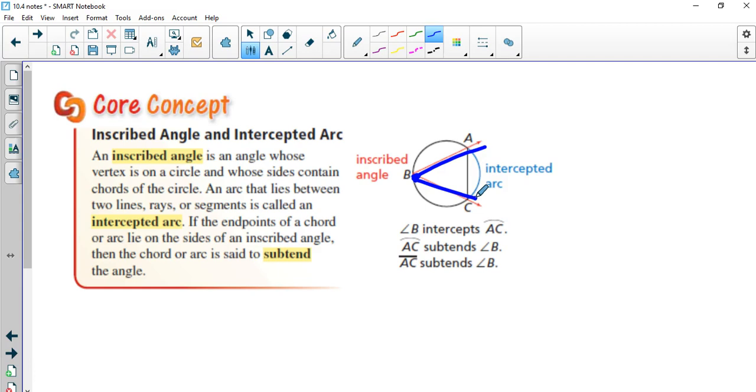If the endpoints of a chord or arc lie on the sides of an inscribed angle, then the chord or arc is said to subtend the angle. That's new vocabulary. So if you look at this, arc AC subtends angle B, and line segment AC subtends angle B.